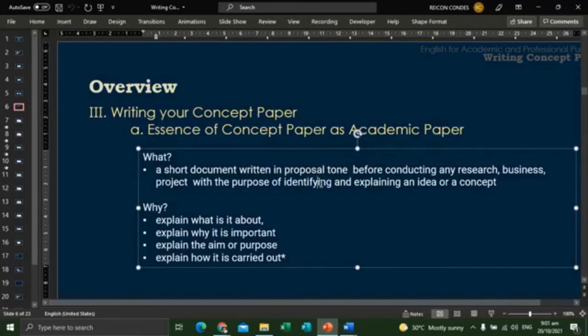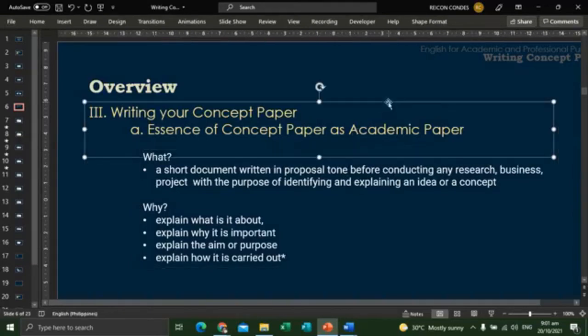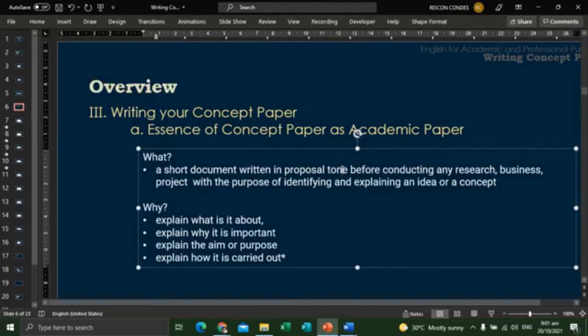So it is written in a proposal tone, meaning the idea here is you are proposing something, you are seeking approval of something that you will do in the future. Hence, it's done before conducting any research, any business, any project, with the purpose of identifying and explaining.